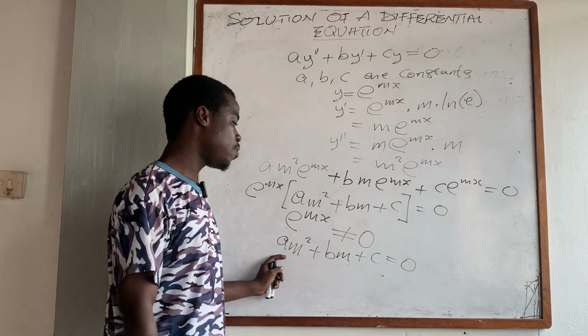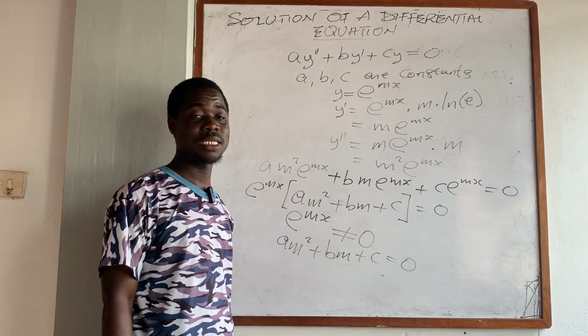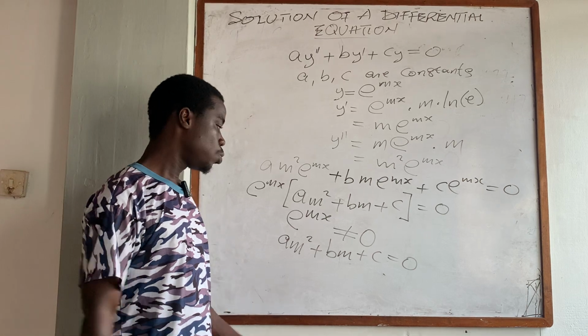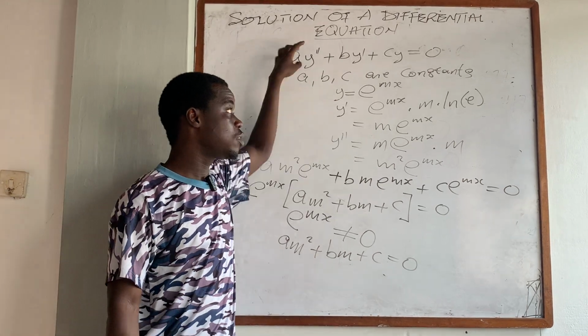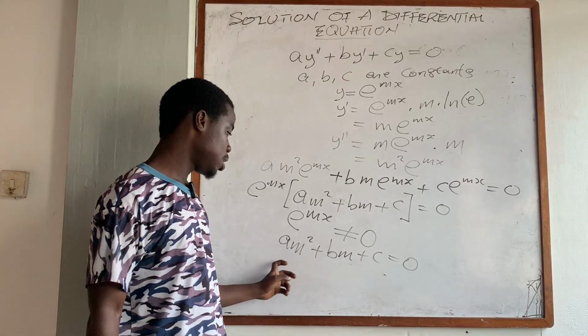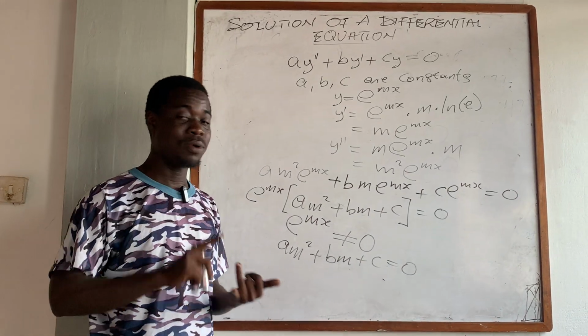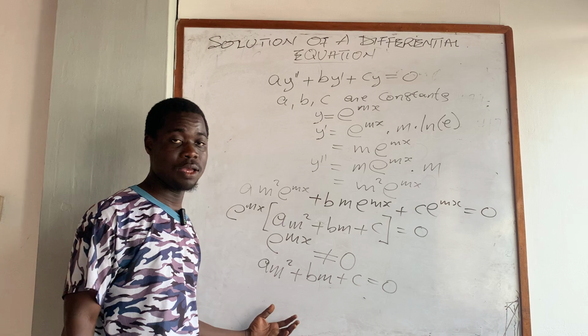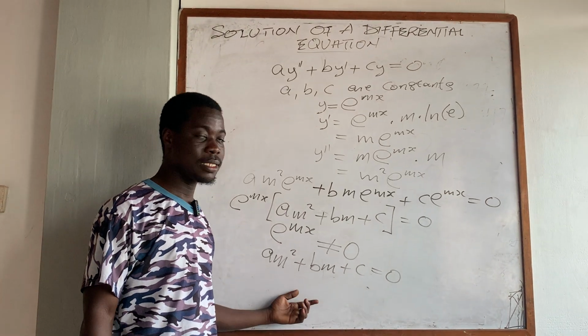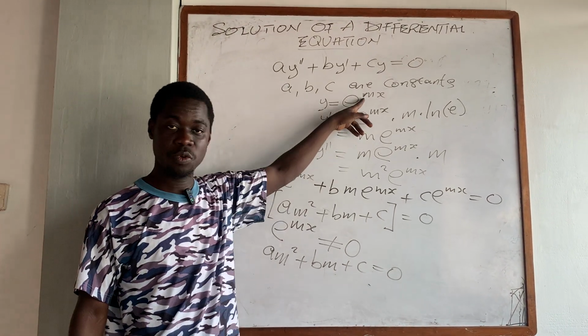What we have over here is called the characteristic equation. So for you to find the solution for this, you need to solve this, and you can see that this is a quadratic equation. So you use either the quadratic formula or any method you can use to get the answer. When you get the answer, then you substitute all of them over here.